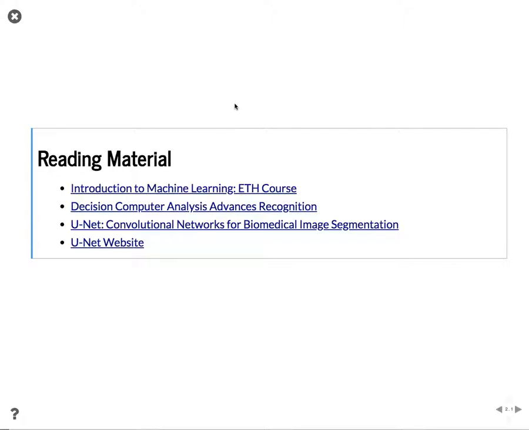Then there's U-Net, convolutional networks for biomedical image segmentation, which we won't get into specifically in this lecture, but that will be the jumping point. So we'll go from this as really the baseline material to U-Net as the next step to get beyond that.